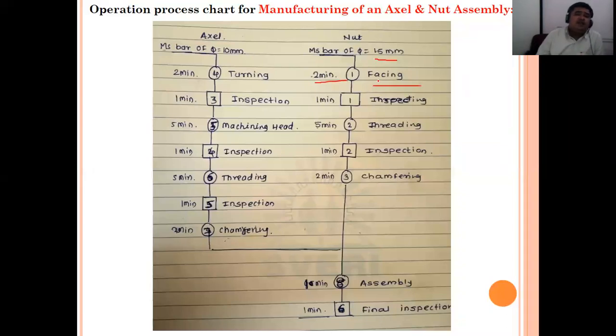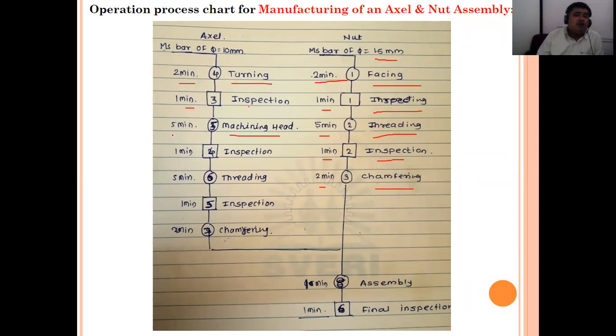Then after facing, inspection. What will be the inspection? Whether the end is flat or the length is as required or not. For that 1 minute is required. Then go for drilling or threading here. Threading, 5 minutes is required. Inspection, second operation inspection, 1 minute. Chamfering, 2 minutes. Then turning, 2 minutes. Inspection, 1 minute.